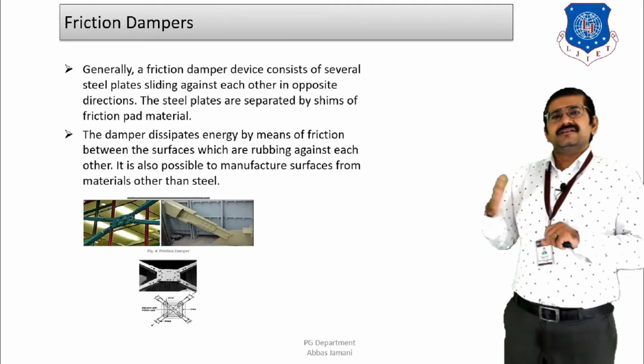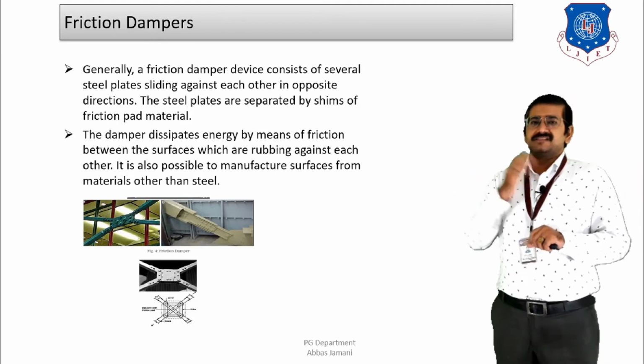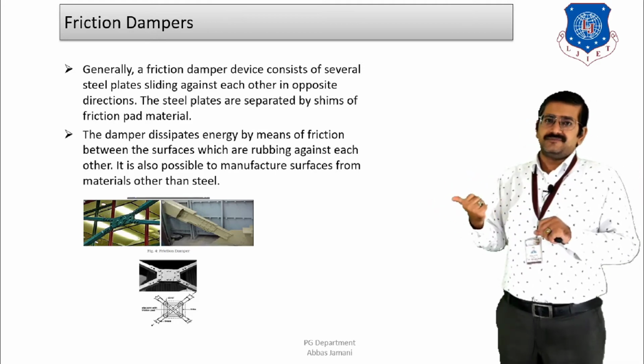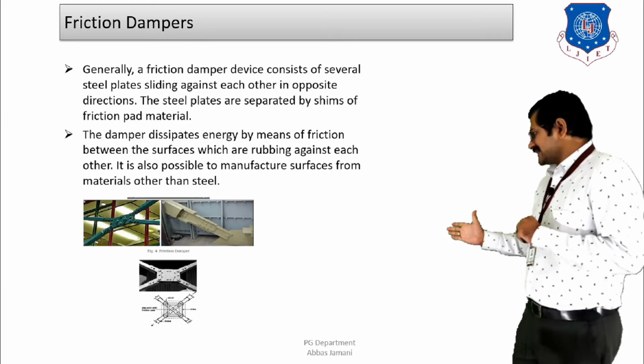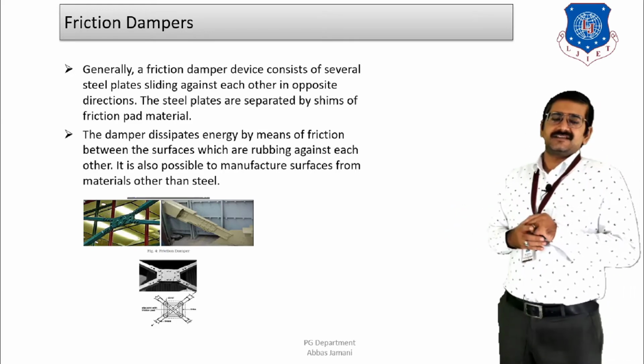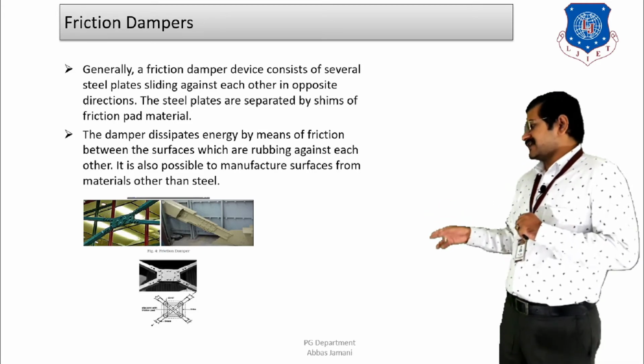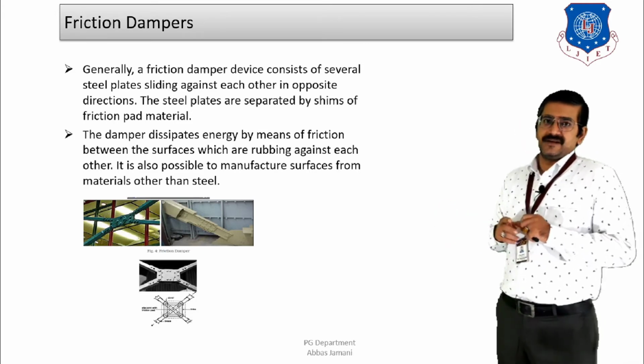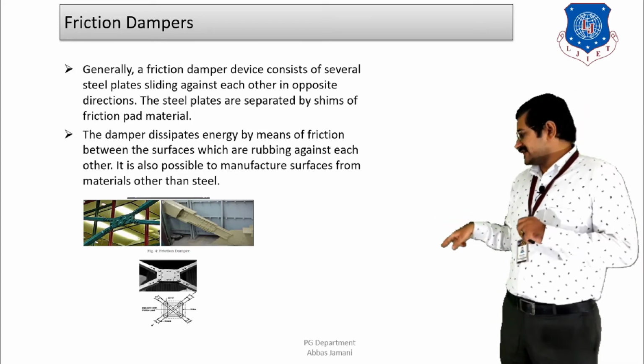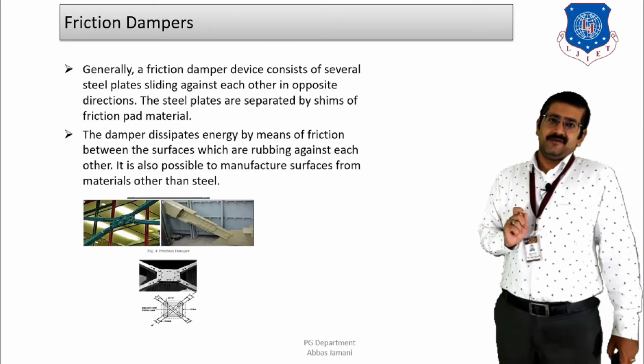And lastly, it is possible to have material other than steel plates to form the friction damper. Here in the figure you can see the schematic sketch and the photograph of a friction damper, where the central plate is shown, and from the central plate four other plates are shown, which form the configuration of the friction damper, right?